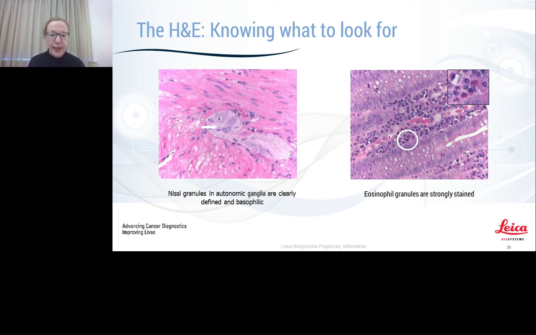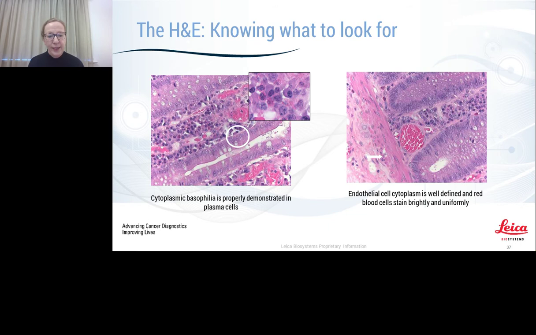Nissl granules in autonomic ganglia should be clearly defined and basophilic because of the large amount of ribosomes. So again, standing out clearly in between your smooth muscle. Eosinophil granules are strongly stained. Cytoplasmic basophilia, you can look at plasma cells in your lamina propria as well. Endothelial cell cytoplasm is well defined and red blood cells stain brightly and uniformly.